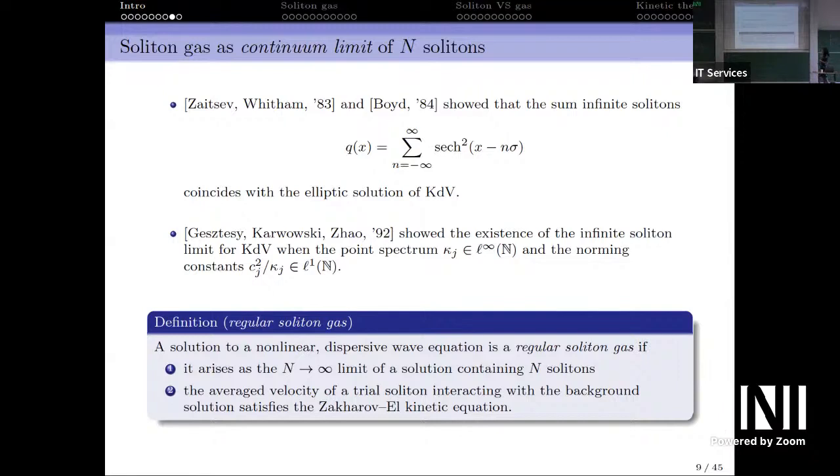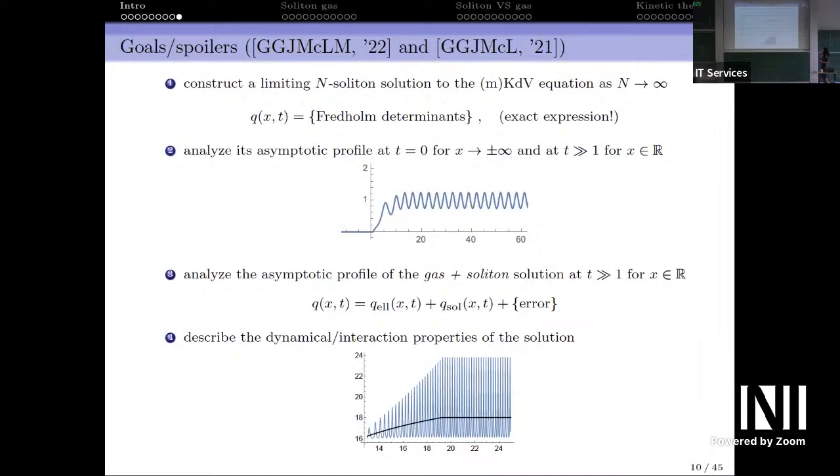So let me give you what we're actually going to talk about. This was all the introduction, and these are our results, a collection that I'm going to go through in detail. The first one is to construct an mKdV soliton gas. We take an n-soliton solution and take a limit, and in the limit the solution can be written in terms of Fredholm determinants. This is an exact expression.